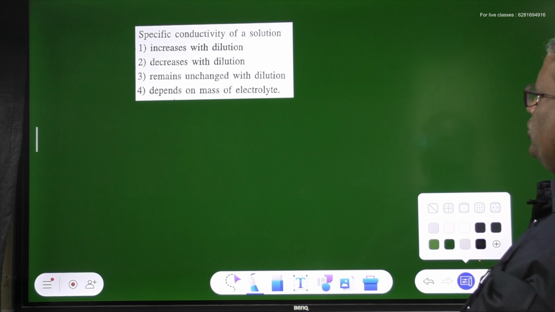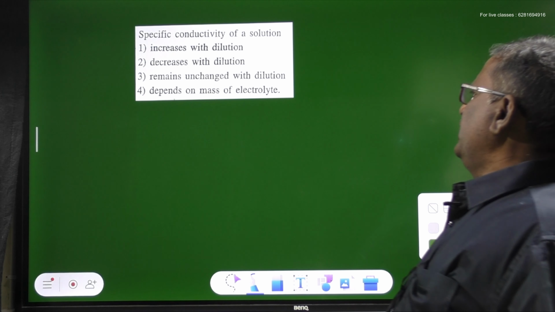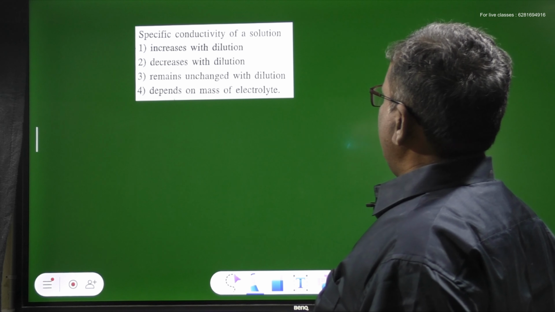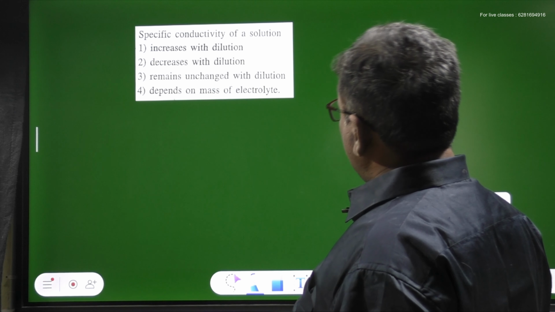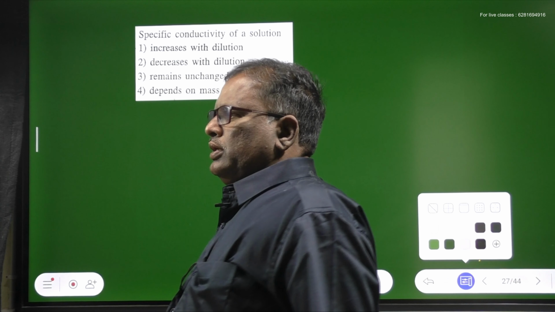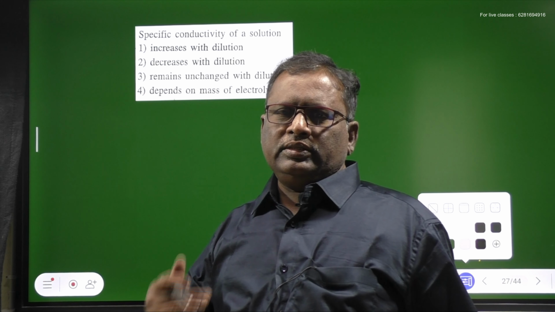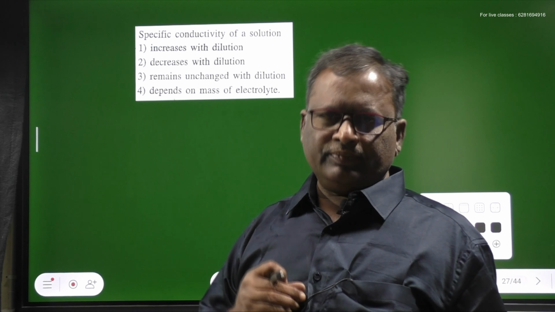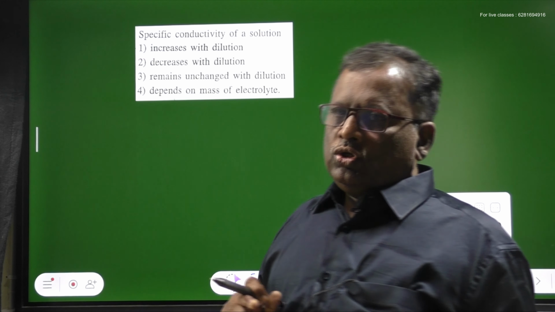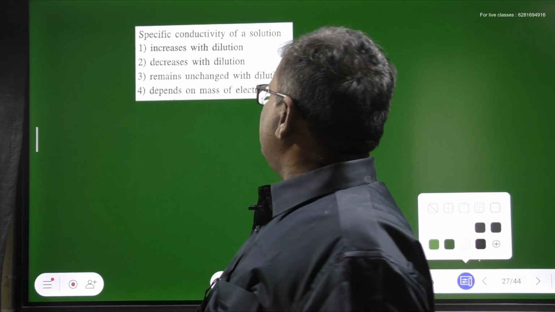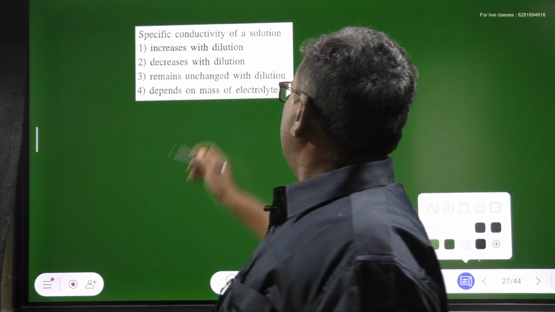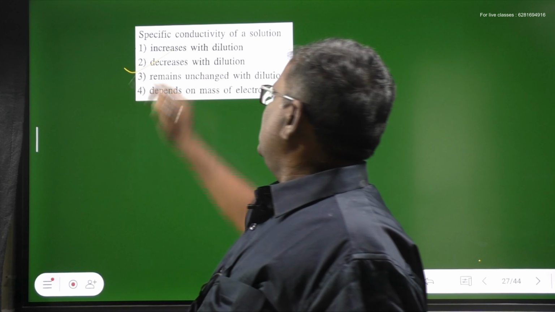Specific conductivity of the solution: increases with dilution, decreases with dilution, remains unchanged with dilution, or depends upon the mass of the electrolyte. Specific conductance means the conductance measured with 1 centimeter area and 1 centimeter length. So when dilution takes place, what happens? If dilution takes place, the number of ions present in a given volume will decrease. That's why specific conductivity decreases with dilution.